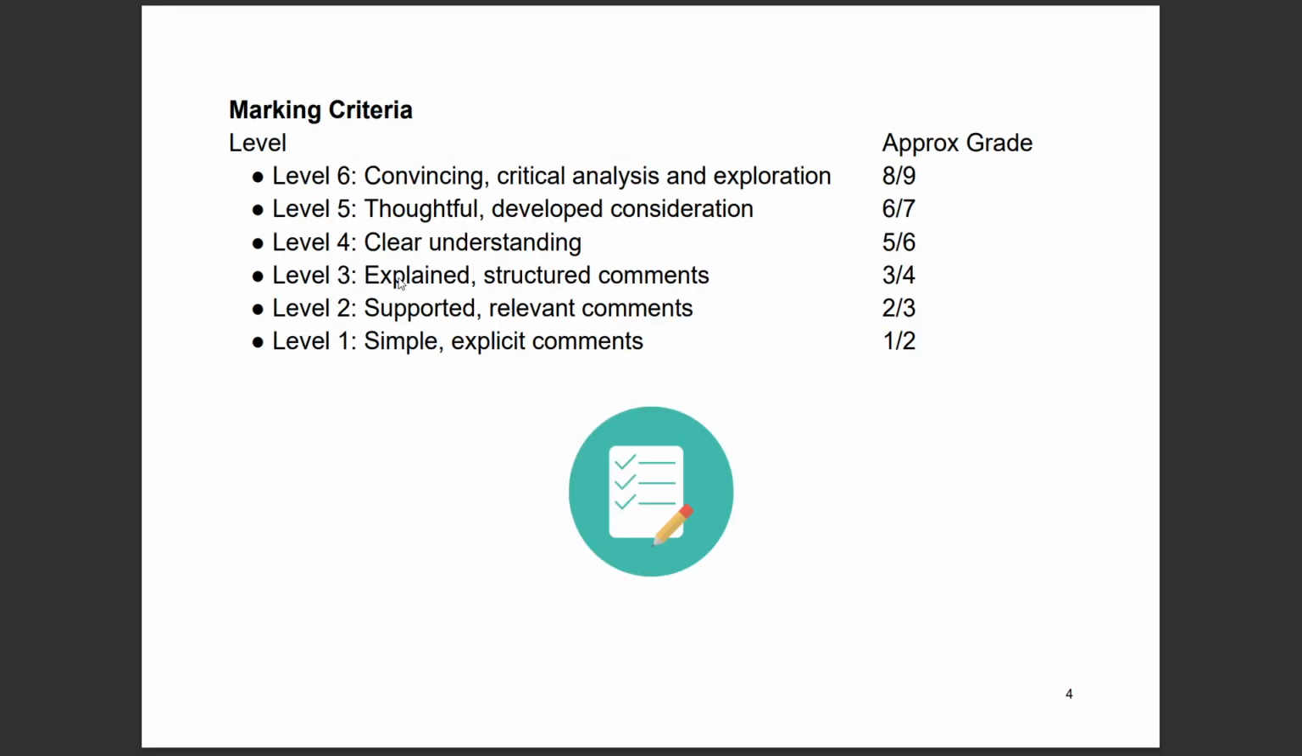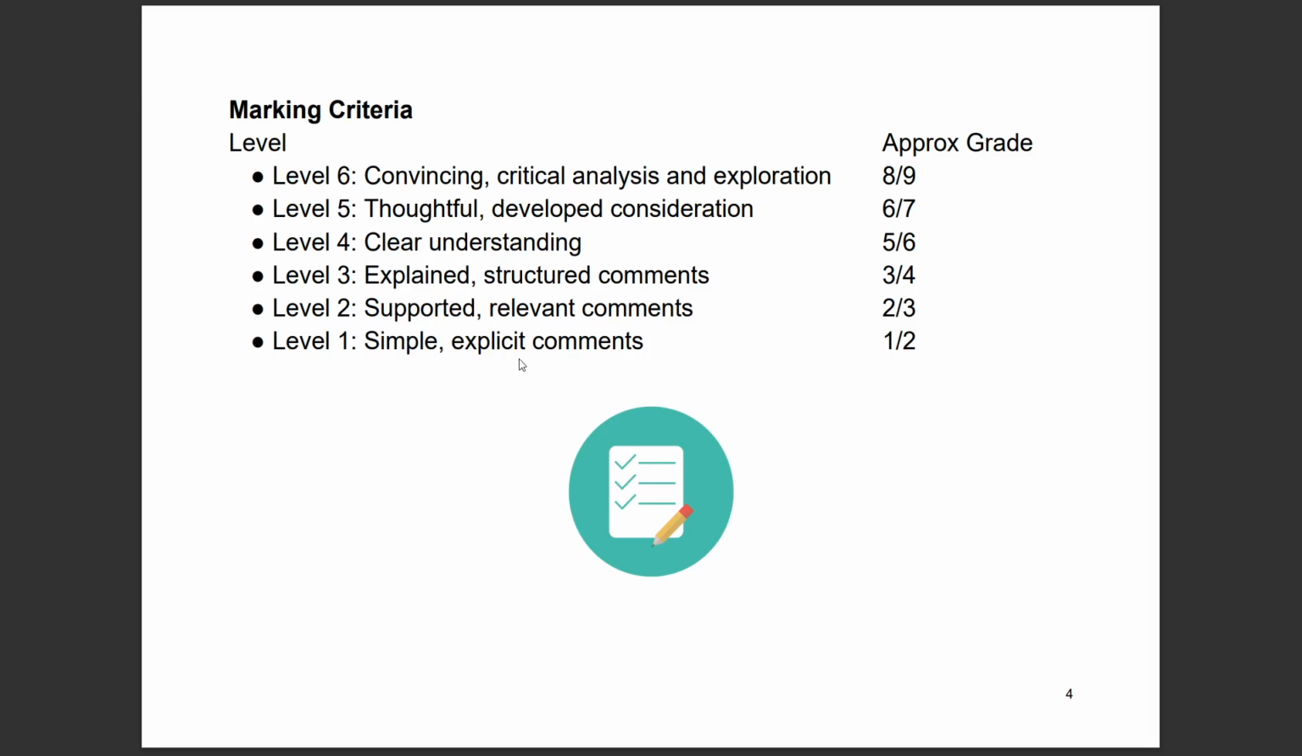Okay. Now, moving on to the marking criteria. So these are the criteria that examiners actually use when marking your work. Now, these grades are approximate because it kind of depends on the year, on the grade boundaries. If students do really well, the grade boundaries go up, as you probably know. If they don't do so well, it goes down. But roughly speaking, this is correct.